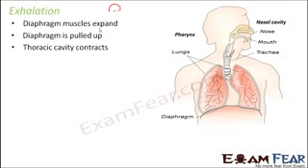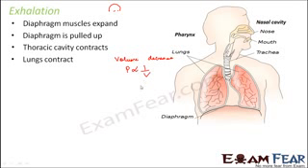So it will contract. Now when the thoracic cavity contracts, what will happen to the lungs? The lungs will also not get a lot of space. So the lungs' volume will also decrease. That is, the lungs will also contract. Now again, as we know, pressure is inversely proportional to volume. So when volume decreases, pressure would increase.